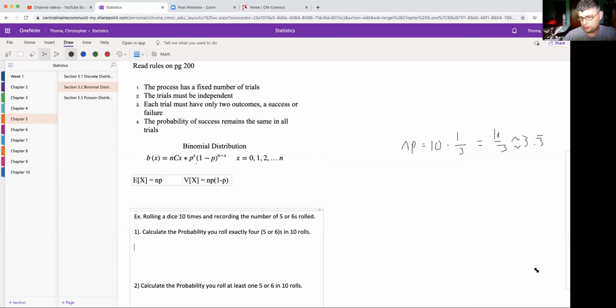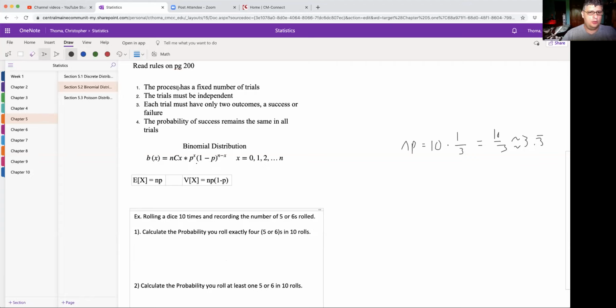I don't know why my Excel's moving on me here. We're doing it 10 trials. So I've listed out 0 through 10 for my x's, and then I use the Excel function binomial dist to calculate this. So I'm going to just redo the 5 or 6 one because that's the one we were talking about. So I will delete all of this.